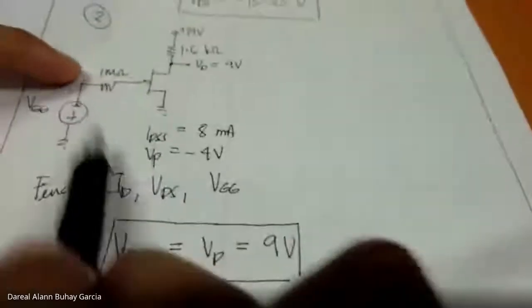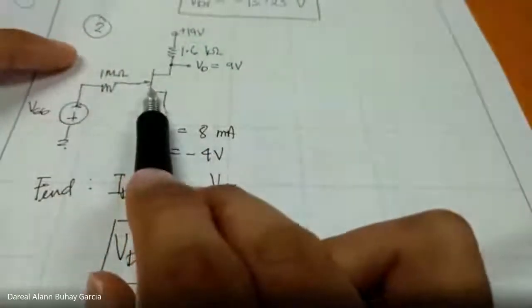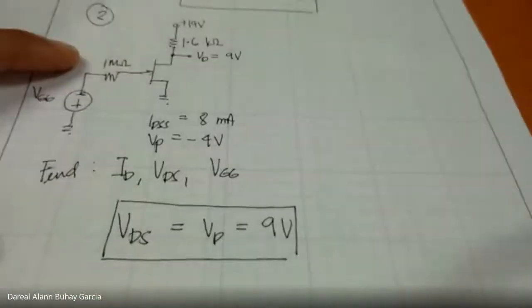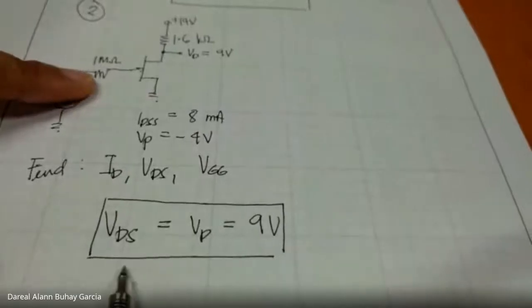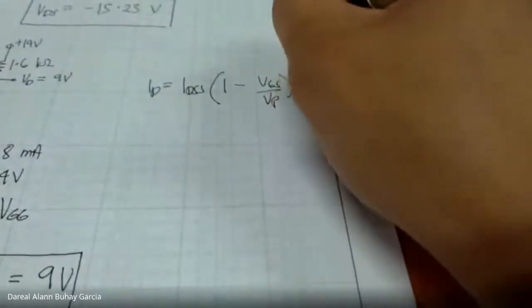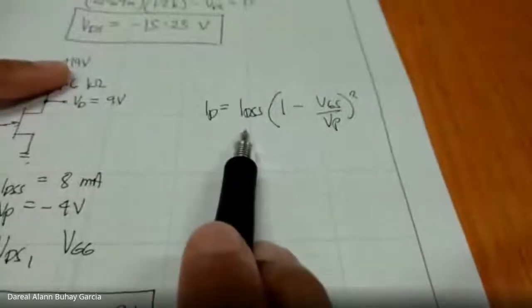If we do KVL here, we showed earlier that VGG is equal to VGS. To get VGS, we use the Shockley equation, ID equal to IDSS times (1 minus VGS over VP) squared. So ID is unknown. IDSS is 8 milliamperes.